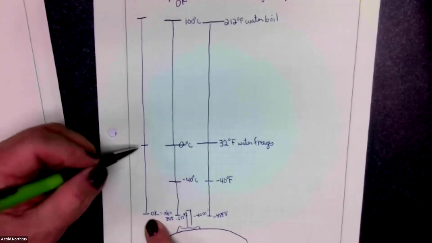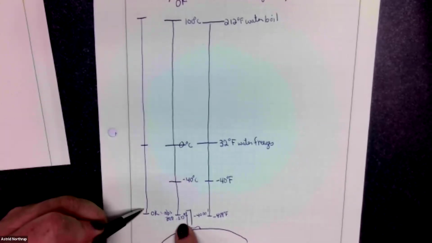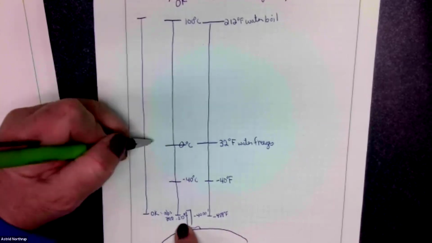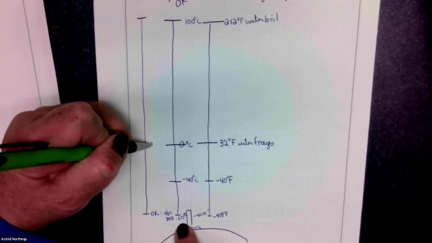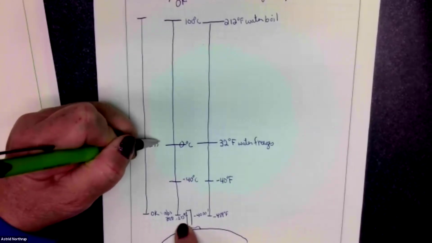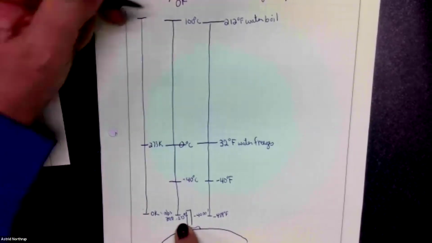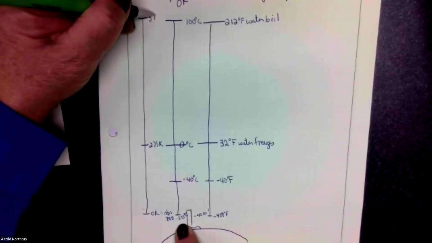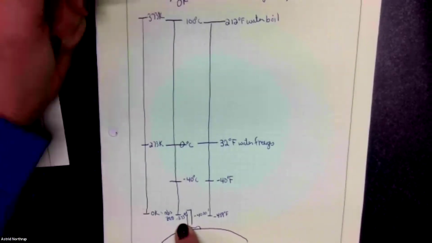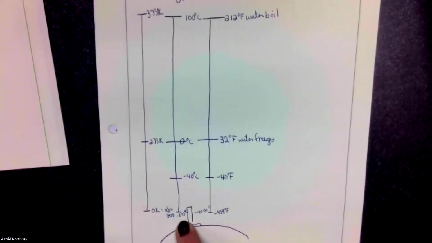So negative 459 degrees Fahrenheit. Okay. So 0 degrees Kelvin. If you look at that, there's 273 degrees difference. So that means that water will freeze at 273 degrees Kelvin. And that means it will boil at 373 degrees Kelvin.